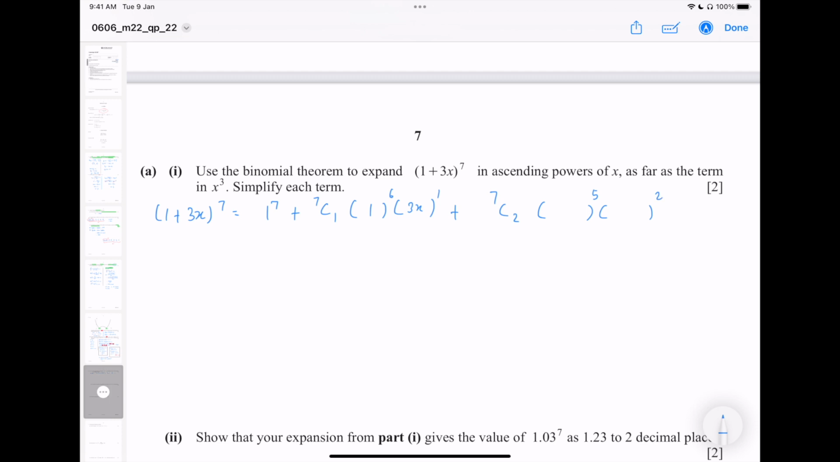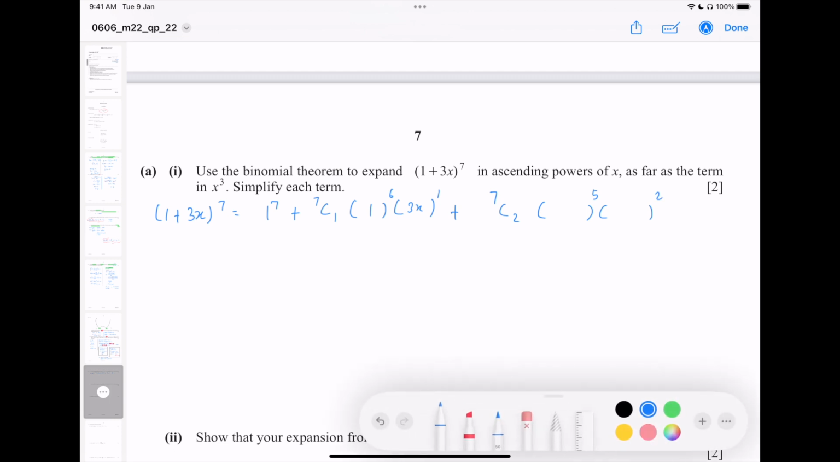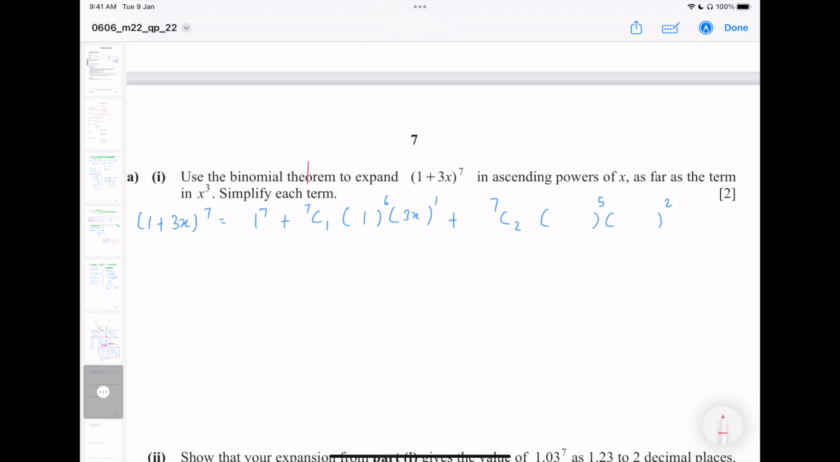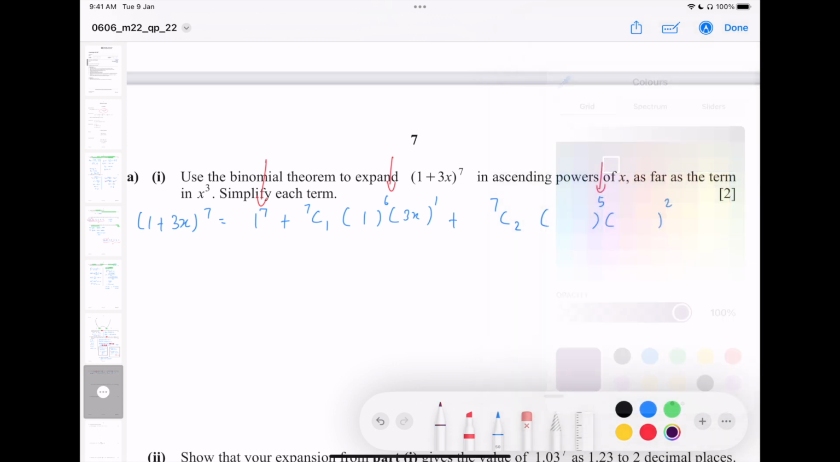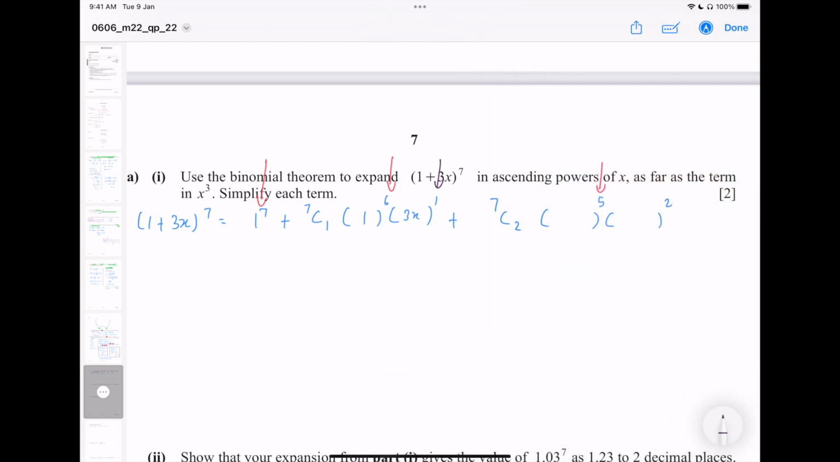You can see that the front bracket is decreasing in power. Hold on. This is 7. This is 6. This is 5. And then if you look at the back power, it's actually increasing. Let me get a different color. It's 1, 2, right? So that's the pattern. And you will have 1 and 3x. That doesn't change. I'm going to write it in red so everyone can see. That doesn't change.